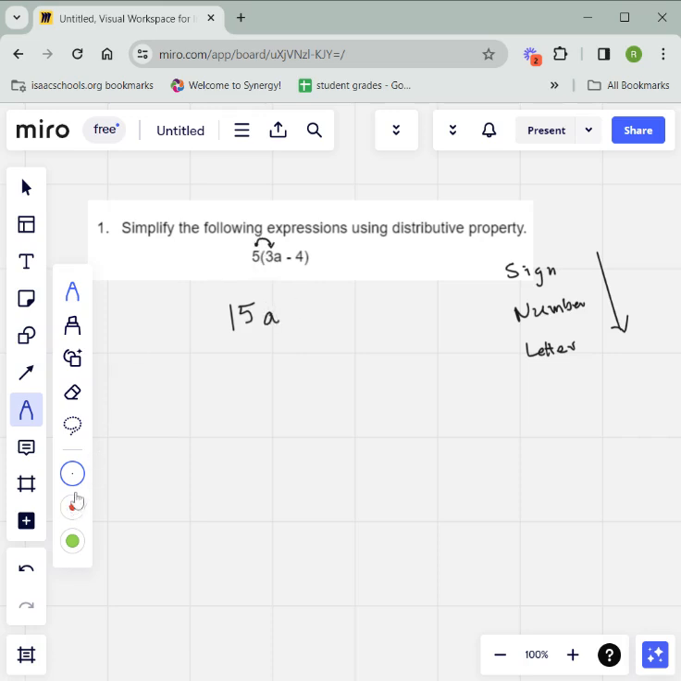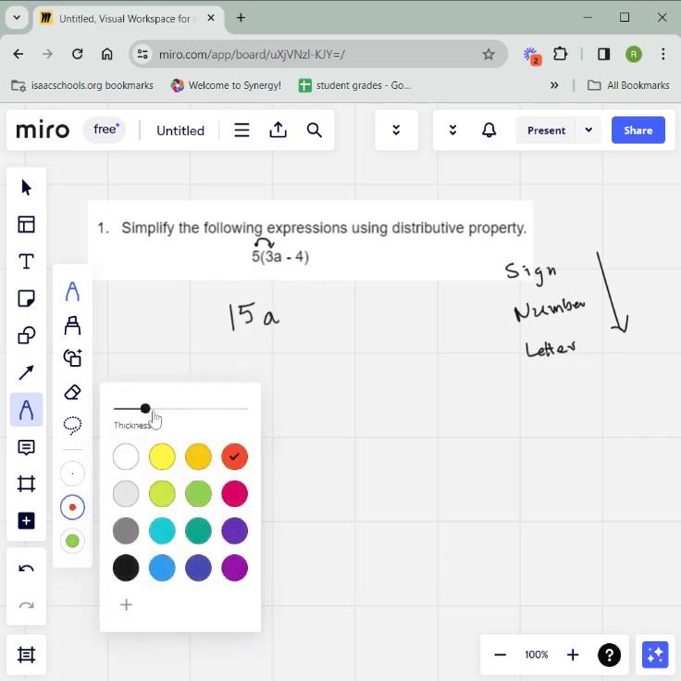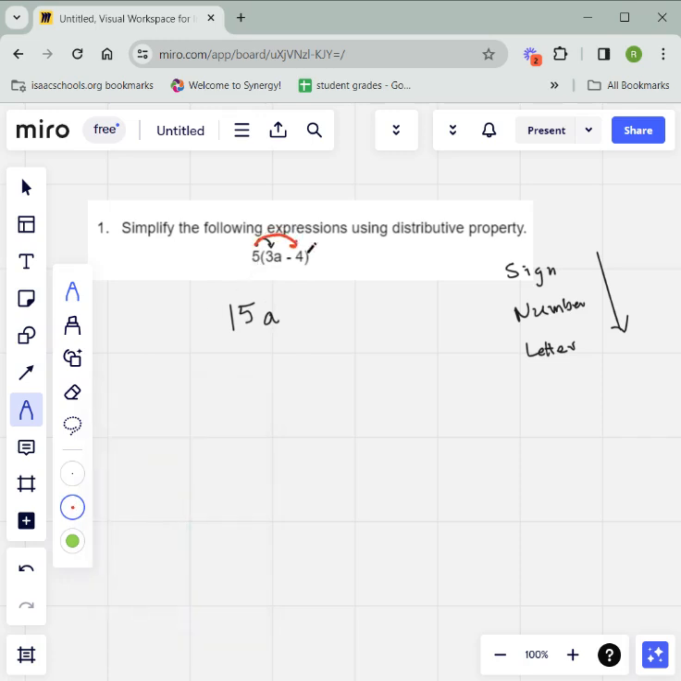Again, the next one, let me use a different color. And then 5 times this. Before that one, positive times negative is negative. The next number is 5 times 4. That's 20. Okay, so that's your answer for the distributive property.